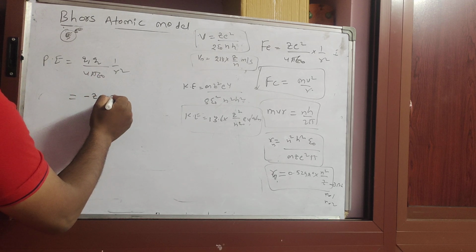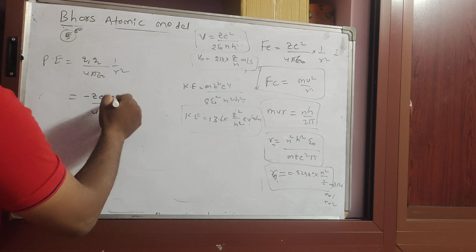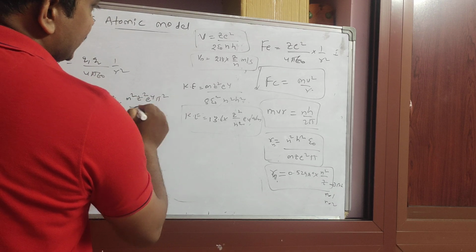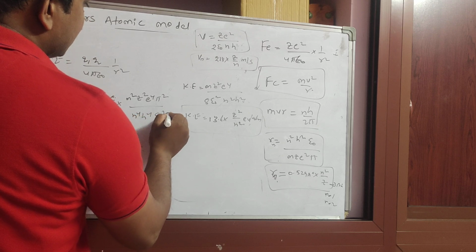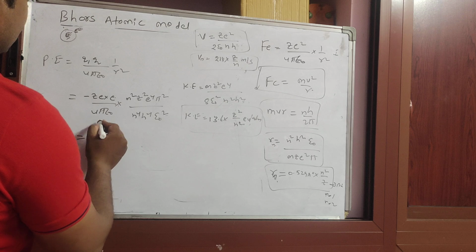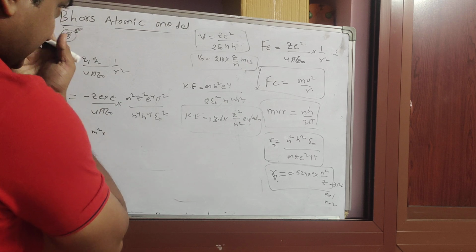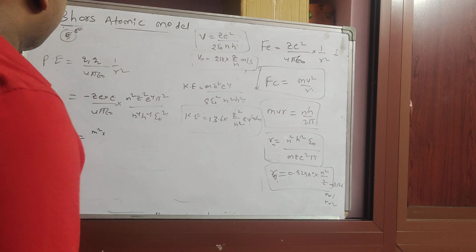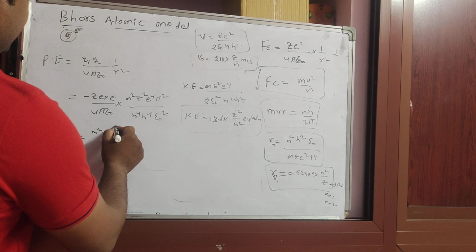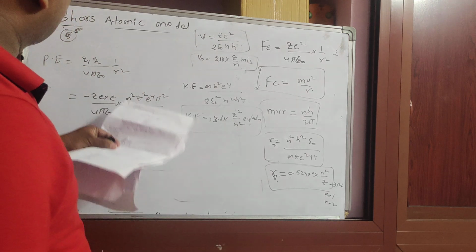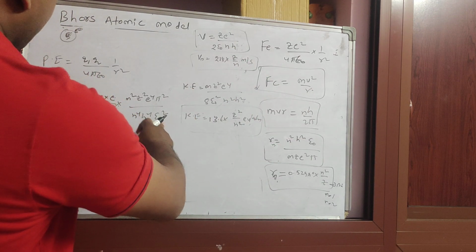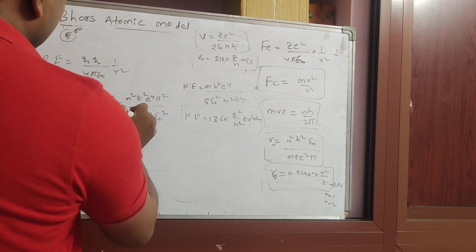If you take minus Ze into e by 4 pi epsilon naught into r square, we know the definition of r, that is n square h square epsilon naught square by pi square m z e to the power of 4... so this is the reciprocal of that one. You have to remember, 1 by r is the reciprocal of the radius, m z square e to the power of 4 pi square by n square h square epsilon naught square, with the 1 by 4 pi epsilon naught.